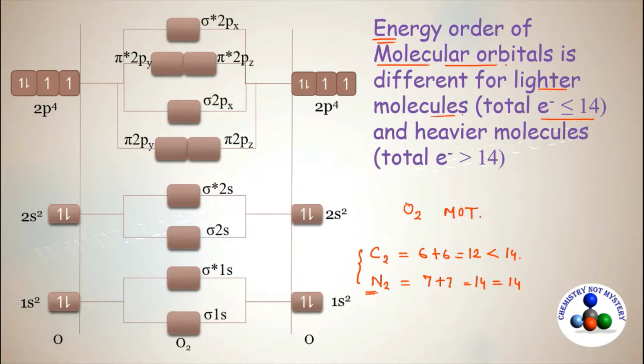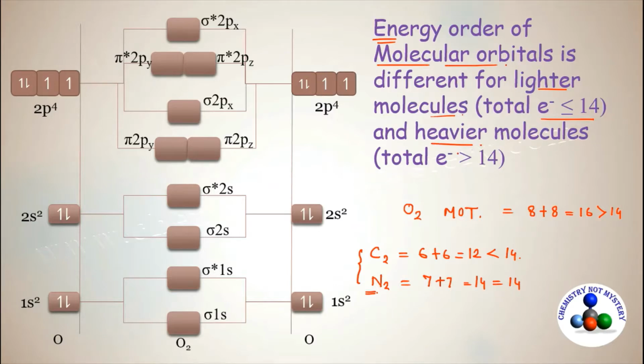But if you try to write the molecular orbital diagram for the O2 molecule, it doesn't follow the same energy order, because in the O2 molecule, the total electron count is 8 plus 8, equal to 16, and it is more than a 14 electron count. So it is considered a heavier molecule.